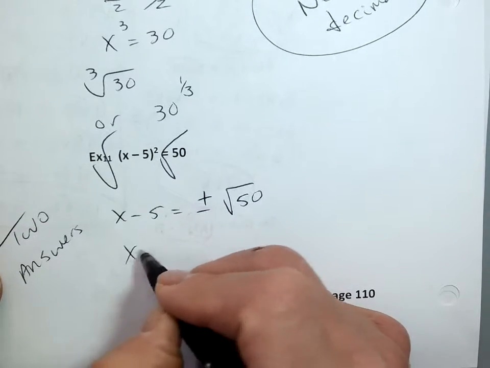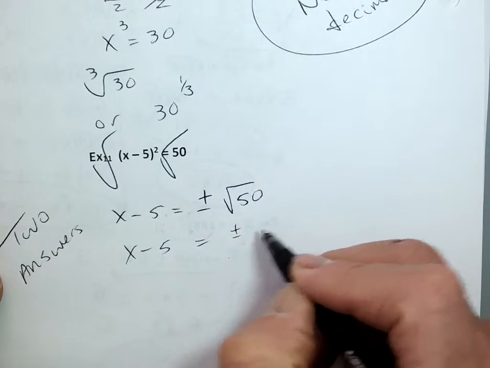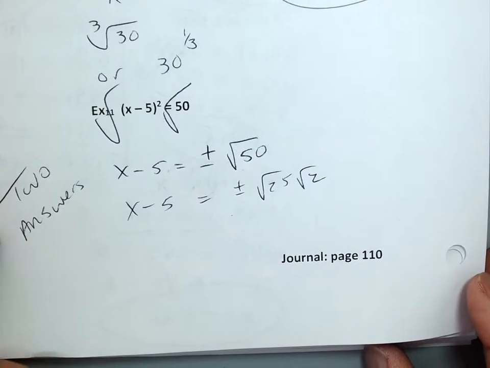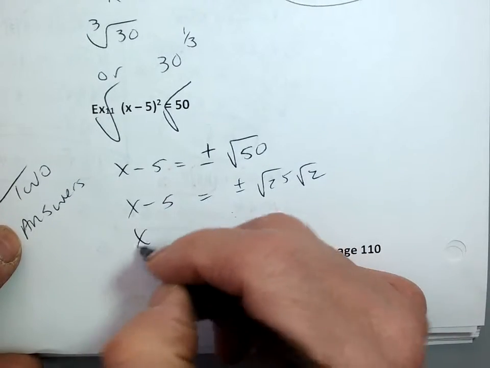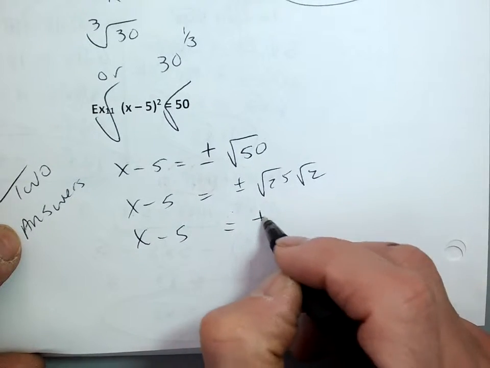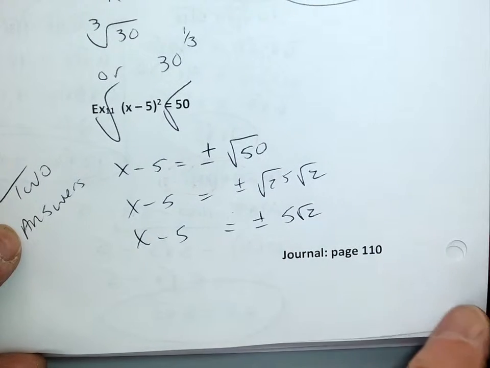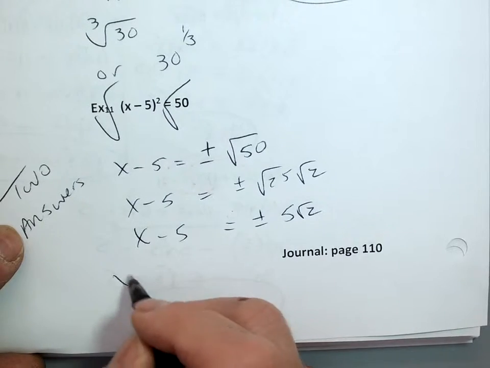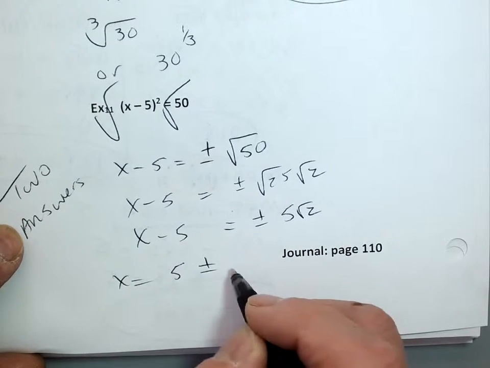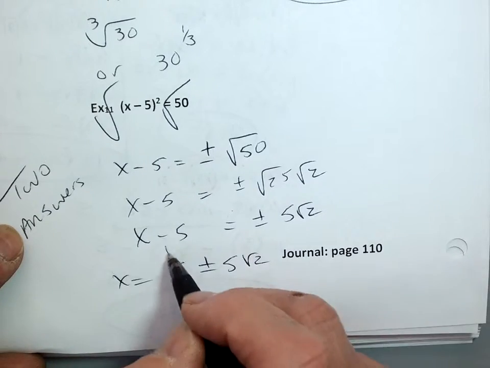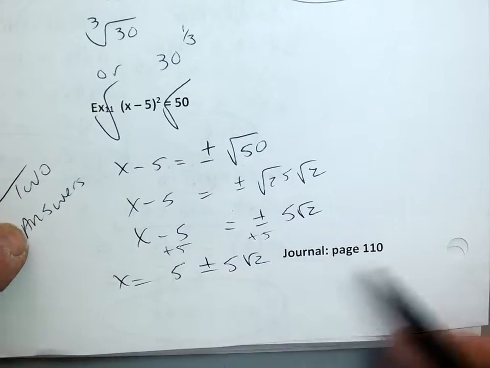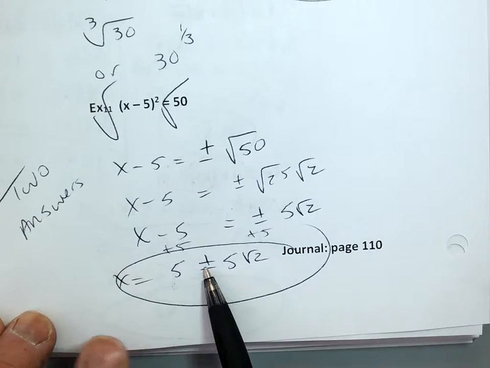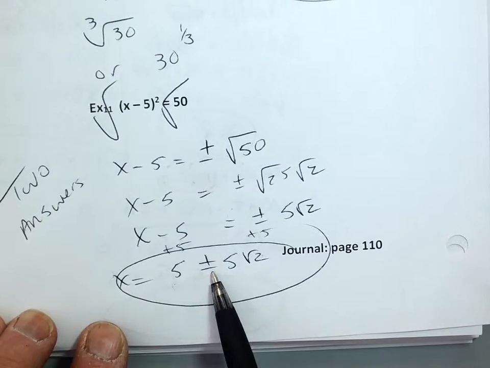Okay, and then what am I going to do? I'm going to go x minus 5 equals plus or minus the square root of 25 times the square root of 2. Why not, right? X minus 5 equals plus or minus 5 square root of 2. And then let's add 5. X will equal 5 plus or minus 5 square root of 2. When I add 5, you can't add those, because that's a square root number and that's not. And there's my 2 answers: 5 plus 5 square root of 2 and 5 subtract 5 square root of 2.